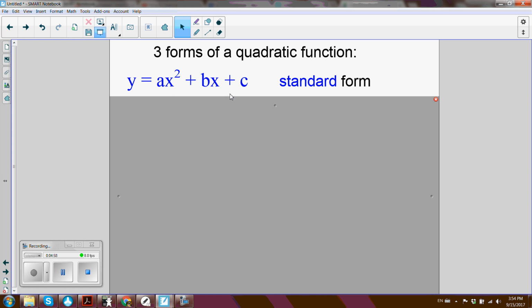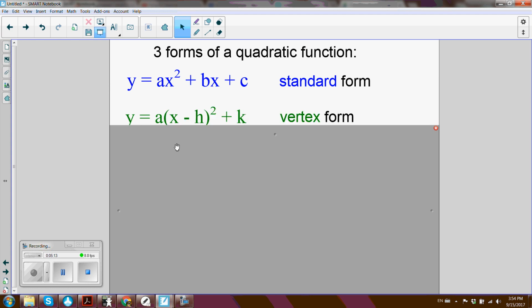So this is the standard form. And remember that whether a is positive or negative determines whether this parabola is going to be opening upward or opening downward. And all three forms are going to have this same a in them.